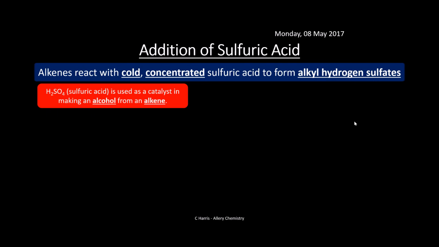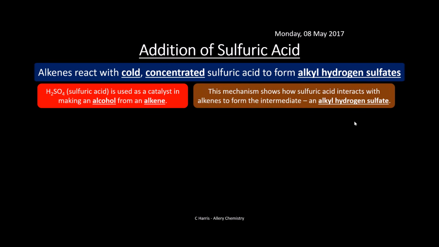Sulfuric acid is used as a catalyst in this reaction. This actually makes an alcohol from an alkene. So when you do the alcohols topic, you'll notice that there's a specific reaction that you need to know, which is going from an alkene to an alcohol, and you use sulfuric acid. This mechanism is just showing you how the sulfuric acid acts as a catalyst. This is quite detailed, so make sure you know this effectively the back of your hand.